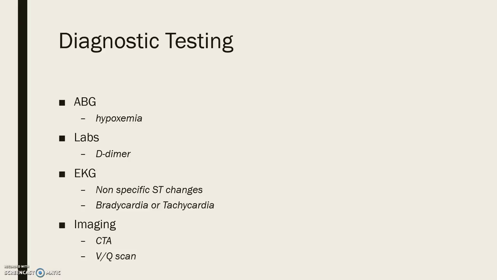An EKG will show nonspecific ST changes, very common in PE. There may be bradycardia or tachycardia, but again, this is not specific to a PE. CTA of chest or a VQ scan are most commonly used for definitive diagnosis. CTA will show location and number of actual PEs. VQ scans are less specific and will result as a high, moderate, or low probability of a PE.